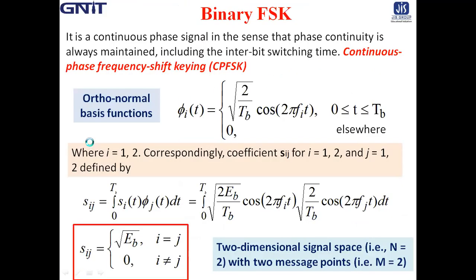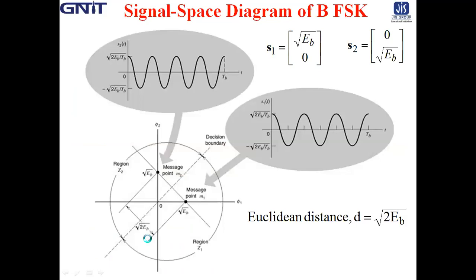S11 is, when i equals j, square root of EB, and when i not equal to j, it is 0. So it is root EB, 0. And the S2 vector is basically S21, S22. S21 is 0 because i not equal to j, and S22 is square root of EB. So it is 0, square root of EB. And the Euclidean distance between them is square root of 2EB.